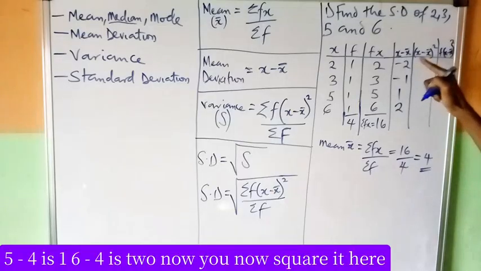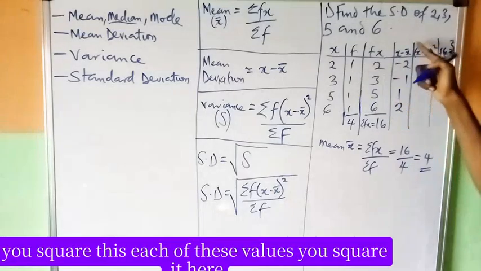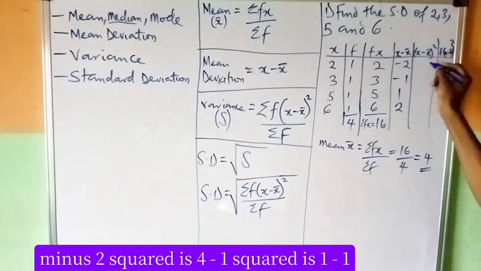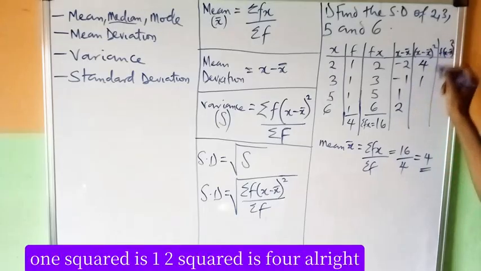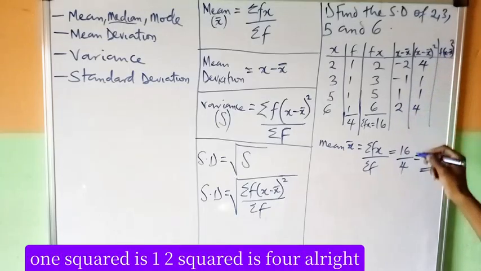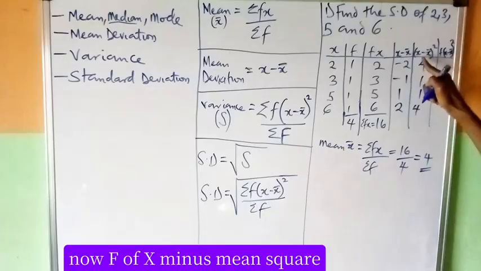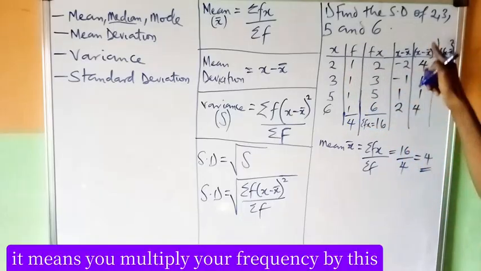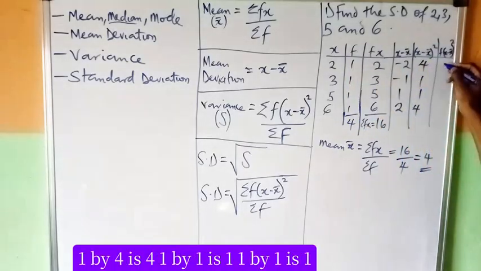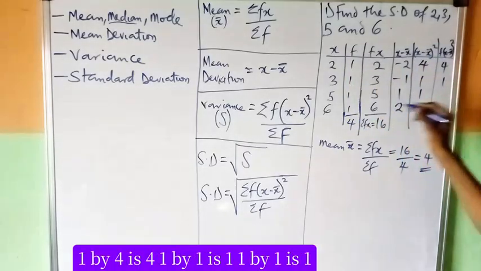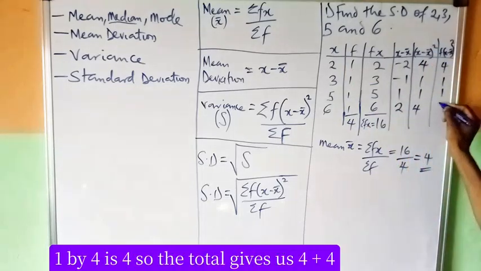Now you square each of these values. Minus 2 squared is 4, minus 1 squared is 1, 1 squared is 1, 2 squared is 4. Now f times x minus mean squared means you multiply your frequency by this: 1 by 4 is 4, 1 by 1 is 1, 1 by 1 is 1, 1 by 4 is 4.